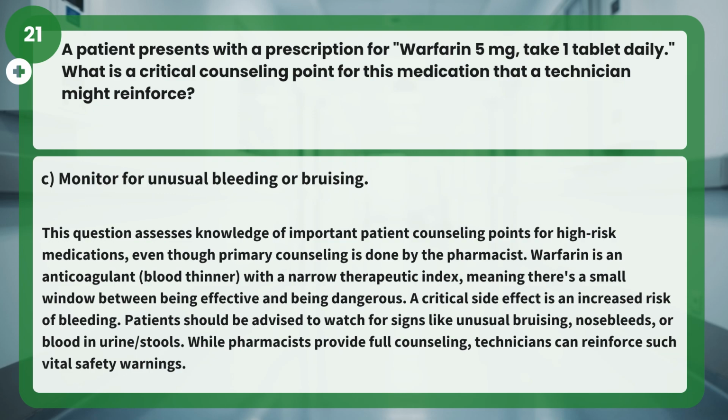Answer: C. Monitor for unusual bleeding or bruising. This question assesses knowledge of important patient counseling points for high-risk medications, even though primary counseling is done by the pharmacist. Warfarin is an anticoagulant, a blood thinner, with a narrow therapeutic index, meaning there's a small window between being effective and being dangerous. A critical side effect is an increased risk of bleeding. Patients should be advised to watch for signs like unusual bruising, nosebleeds, or blood in urine or stools. While pharmacists provide full counseling, technicians can reinforce such vital safety warnings.